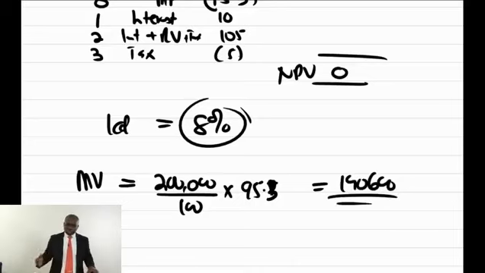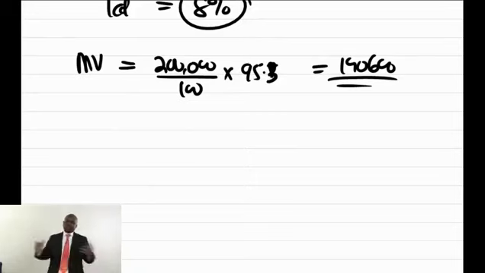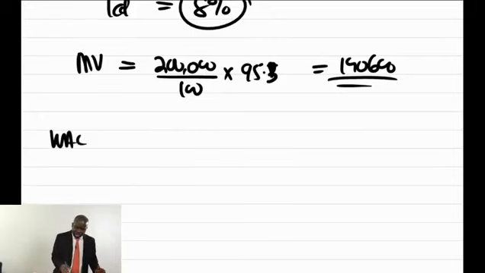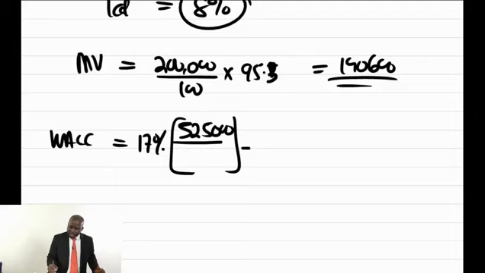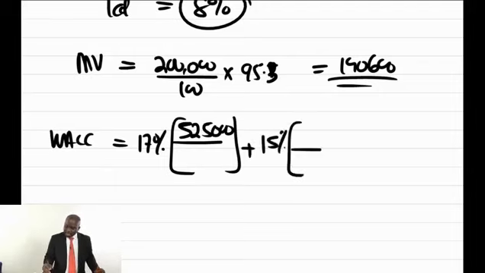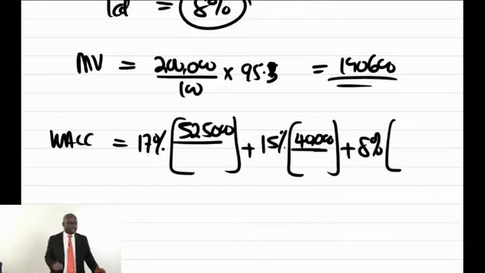Have you got the cost of equity, cost of debt, and their market values? As long as you've got the cost of all the sources of finance and the values for all the sources of finance, your work is ready. So my cost of equity was 17%, my market value of equity was 525,000, plus the cost of the preference shares was 15%, market value of the preference shares we said is 40,000, plus the cost of the debt we said is 8%.